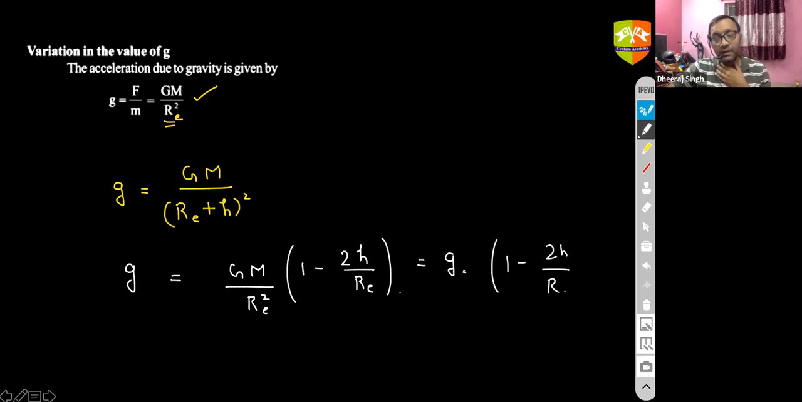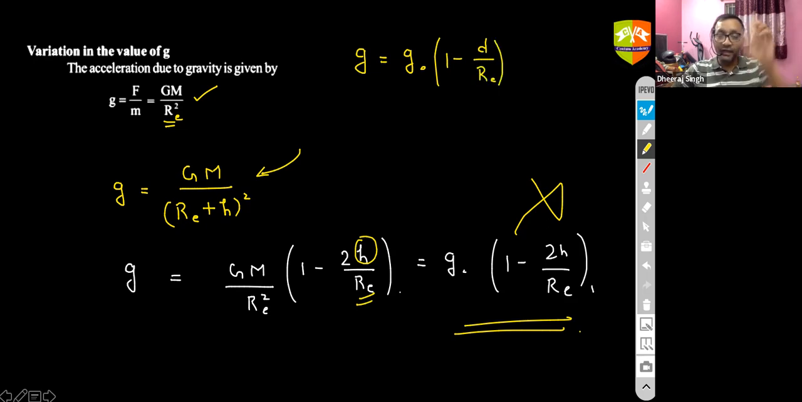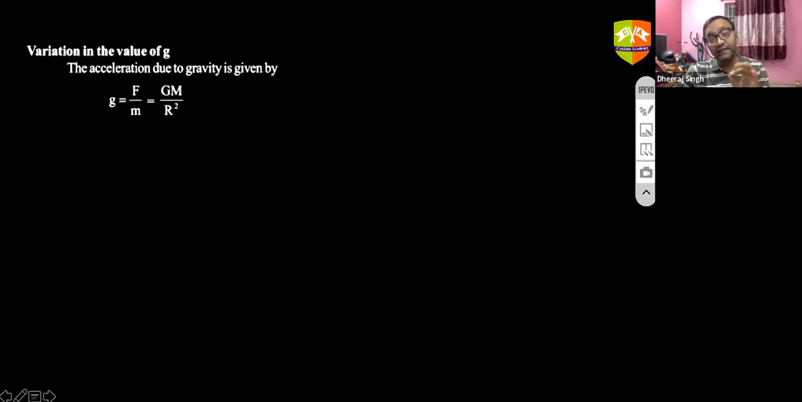Don't use this. This is an approximation. In numericals, never use it. It assumes that h is very small compared to R_e. Use the exact expression if you are at a height h from the surface. When you go down below, then your g will vary like this: 1 minus d by R_e. This is not an approximation. The height variation is the approximation. And you know, g can change with the rotation of Earth also. Even that, sometimes you have to take into account.